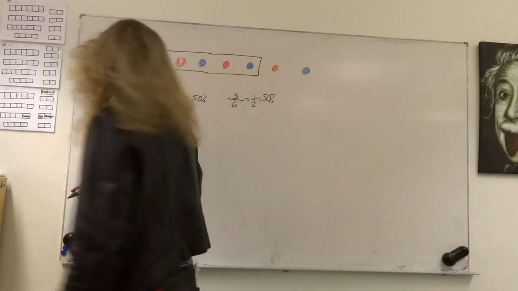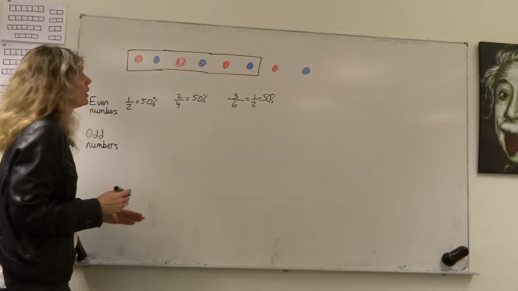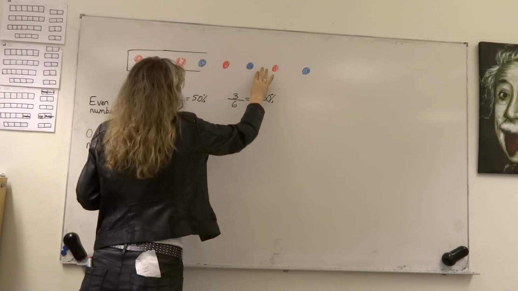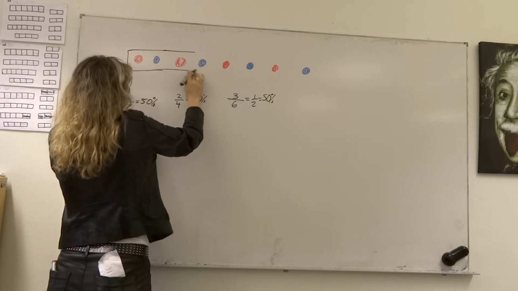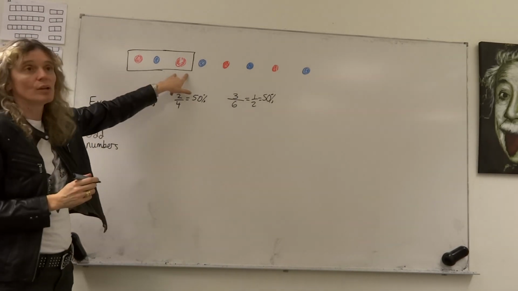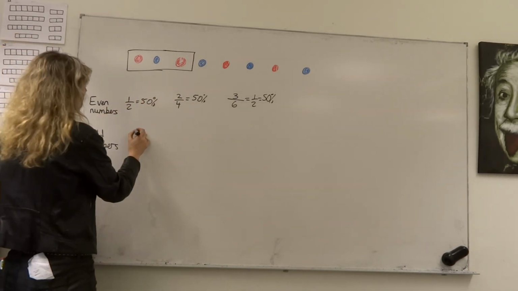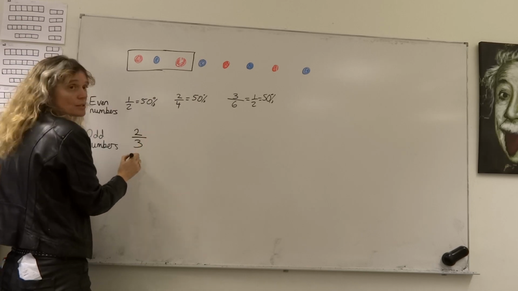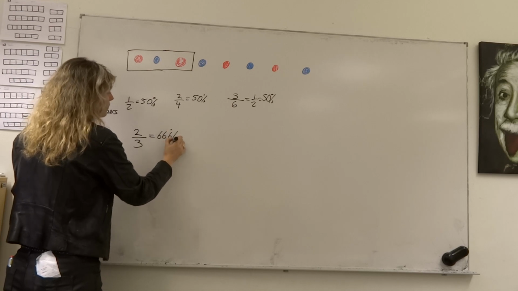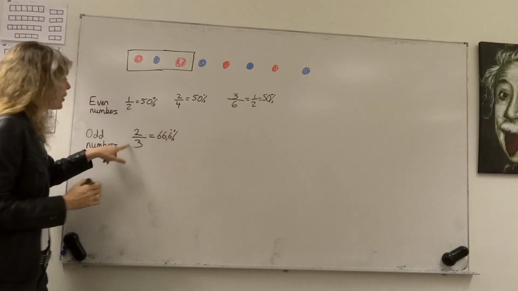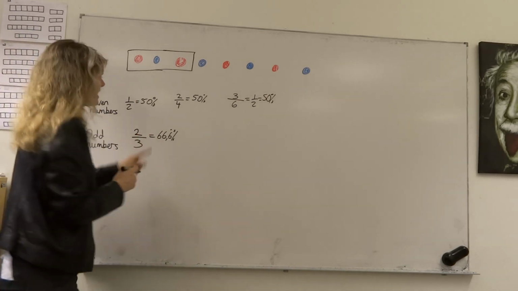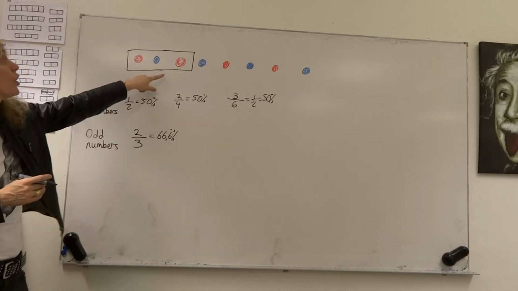Do we get the same pattern if we now look at odd marbles? Right, we're not looking at all of them now, we're looking at an odd number of marbles. We are looking at the first 3. How many of the marbles are red now? The red ones are 2/3, which we know is 66.6 recurring percent. Yeah? 2/3 is the same as 67% approximately. Okay, that's very different to that one, isn't it? Why? Because we've got a lot more red marbles.